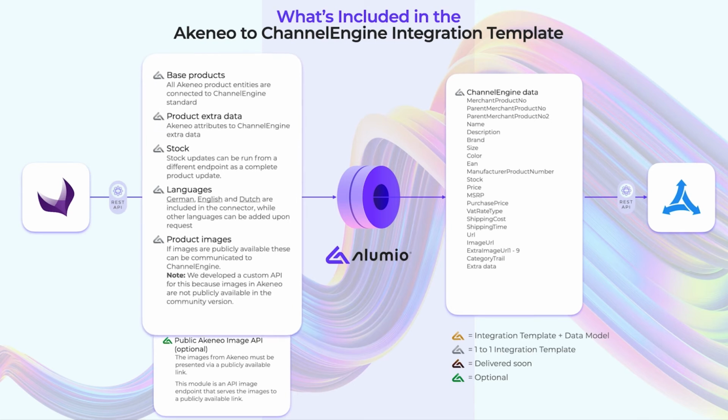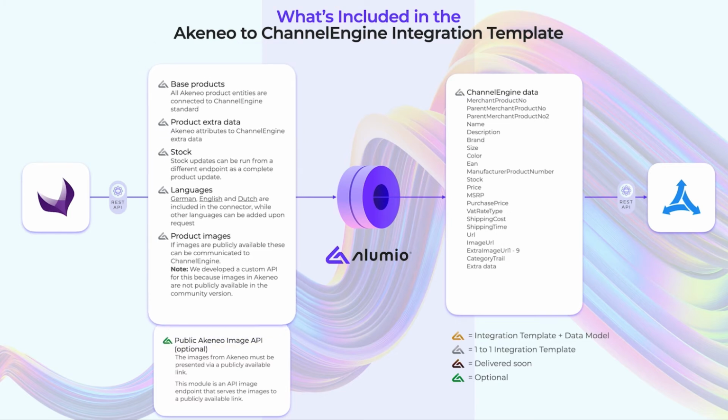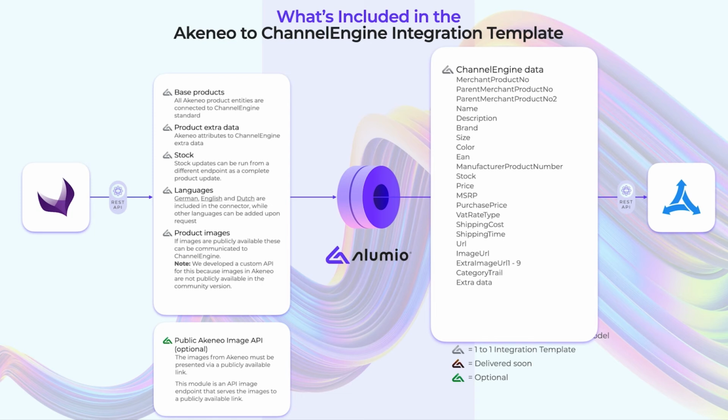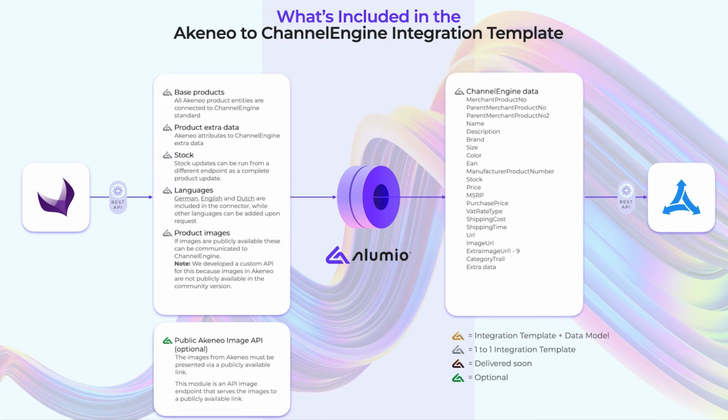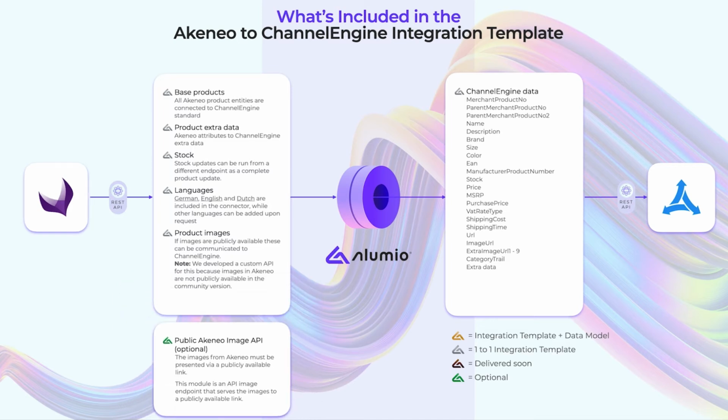It includes data routes for base products, product extra data, stock, and languages within the delivered mappings. It basically connects all Akeneo product entities to ChannelEngine's standard, since the ChannelEngine structure is rather flat. The integration template also includes the mapping of product images, which we need to make publicly available, and for which an add-on module for Akeneo can be found, as you can see used in this example.